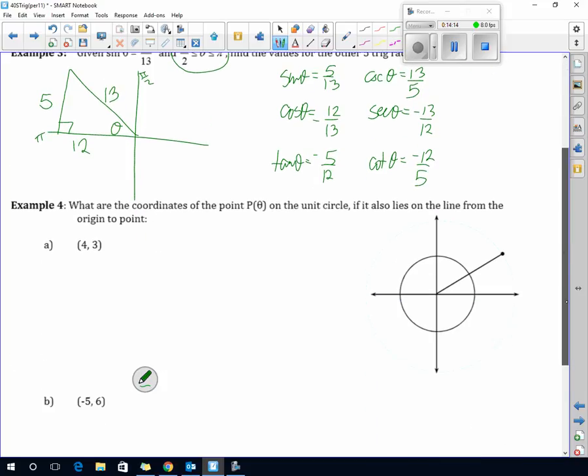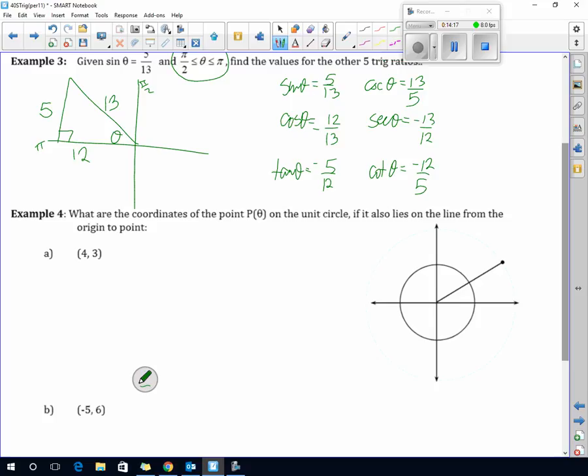All right. What are the coordinates of P of theta on the unit circle if it also lies on the line from the origin to the point 4,3? So this is 4,3, which means I am drawing a reference triangle way out there. And that means this is 4, and this is 3. So what is this going to become? 5.